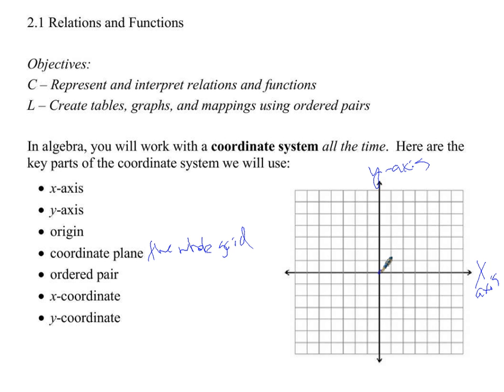Okay, origin, where's that at? That is where the x-axis and y-axis cross. So I'm going to put that on here. Where the x and y axes cross. The plural of axis is axes. And that is the origin. All right, we've taken care of x-axis, y-axis, origin, coordinate plane.